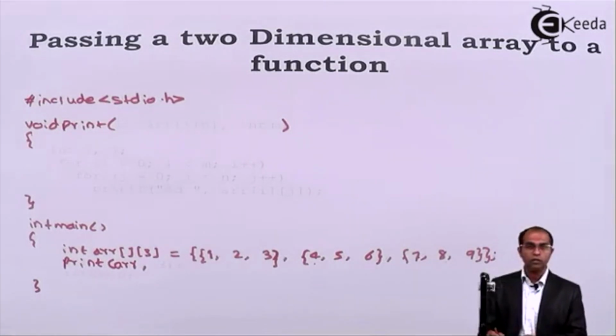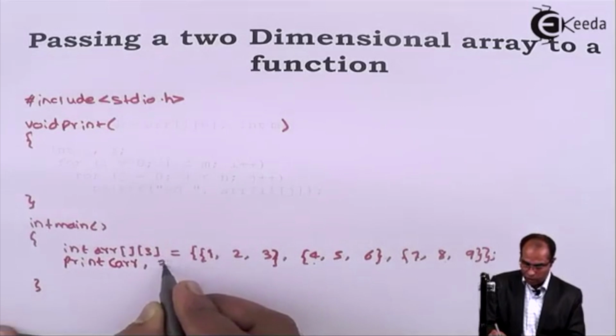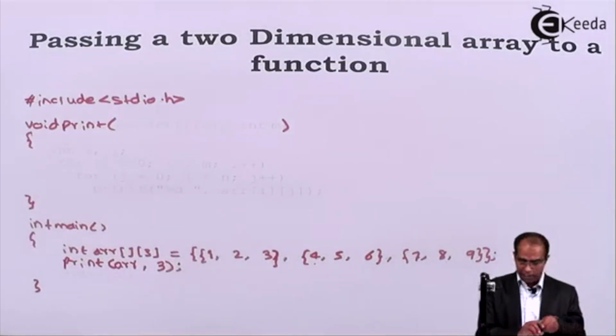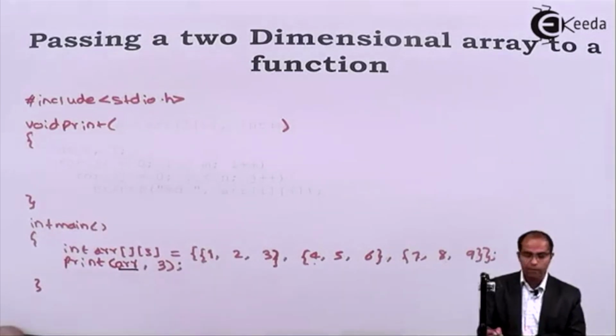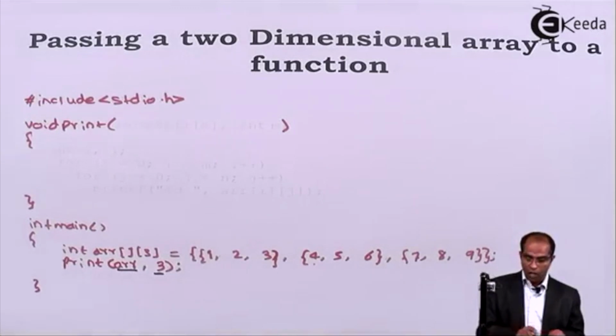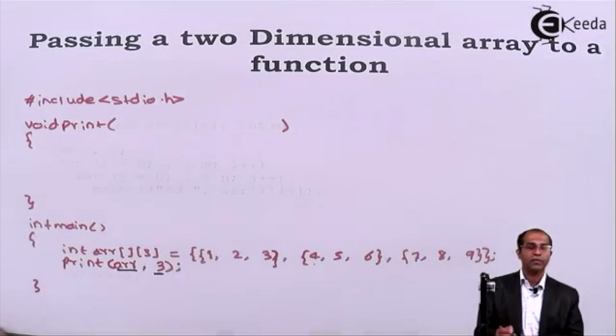So how many columns are there in total? The columns are 3 in this particular case. So I'll pass this. Whenever an array is sent as a parameter, you should pass the name of the array and then the number of columns of this particular array. Now how are these elements collected in the function?